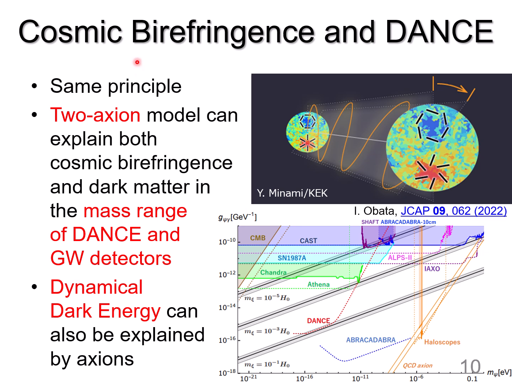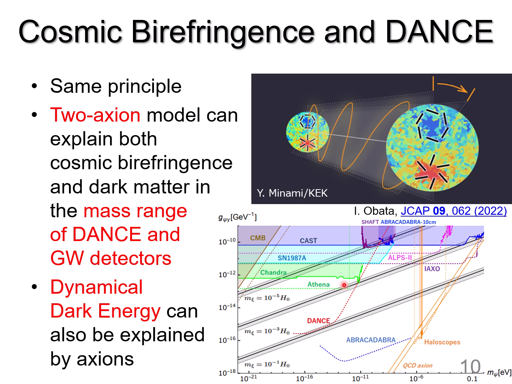And actually, this DANCE experiment has a strong connection with cosmic birefringence. Cosmic birefringence is a polarization rotation of the cosmic microwave background, and people have recently found a hint of such polarization rotation of the cosmic microwave background. If this can be explained by an axion in the dark energy range, maybe there is another axion which can account for dark matter. This kind of two-axion model can explain both cosmic birefringence and dark matter in the mass range of DANCE. For example, in this Obata paper, the dark matter axion can be in this range or this range or this range, depending on the other parameters of the other axions. And you can actually search for this kind of model with DANCE sensitivity.